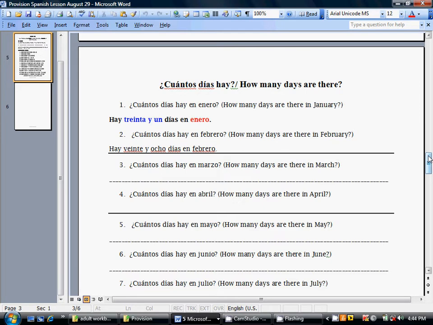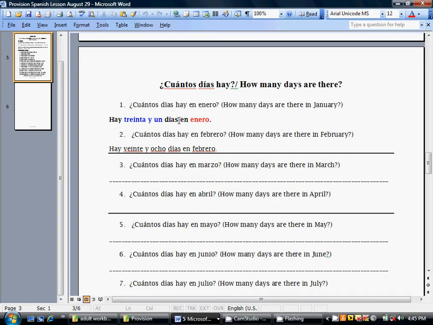If you recall, I explained that the strategy for answering every item will be the same. ¿Cuántos días hay? simply means how many days are there. And finally, en means in, and then the month follows. ¿Cuántos días hay en enero? simply means how many days are there in January. So in your answer, you should have a capital H, the word hay, then the number of days in the month. In January, there are 31 days. That's why we have 31.